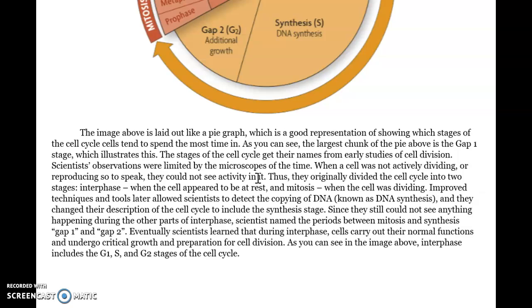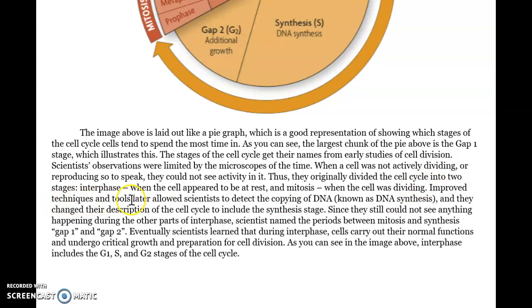As a result, they originally divided the cell cycle into 2 stages. Interphase was when, looking at the microscope, the cell appeared to be at rest, not doing anything. And then the second stage, mitosis, was when they saw something happening, namely cell division.